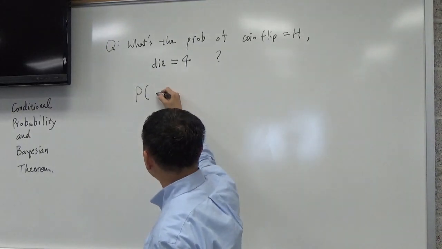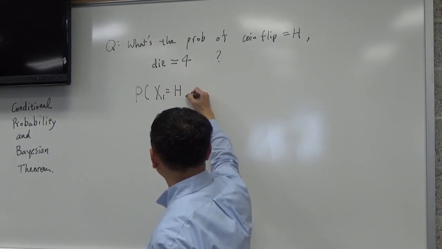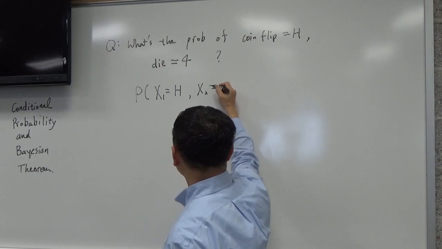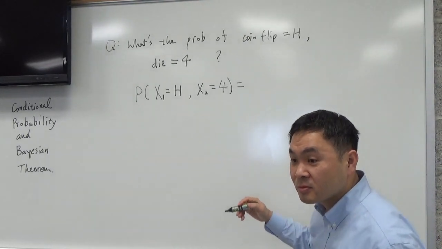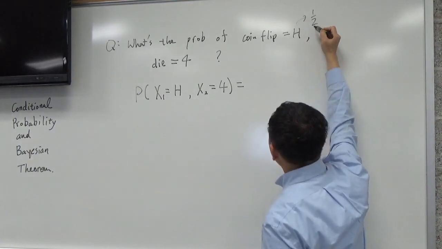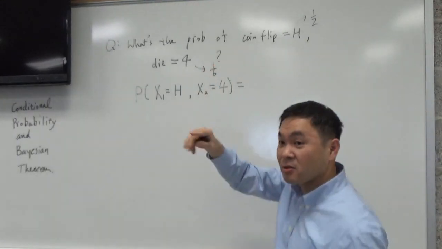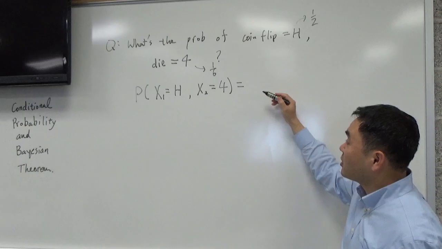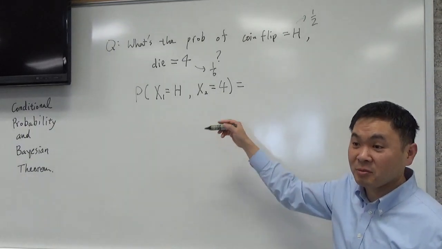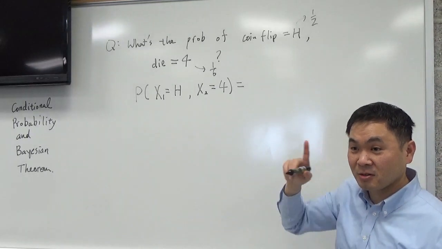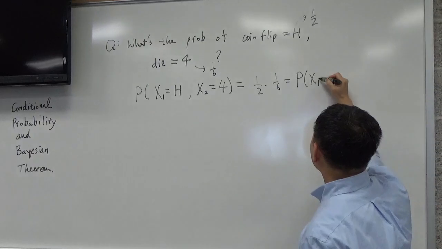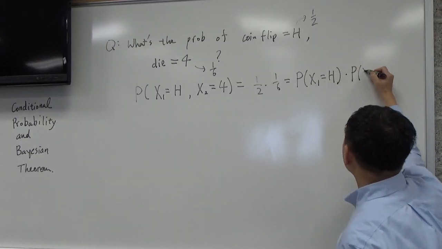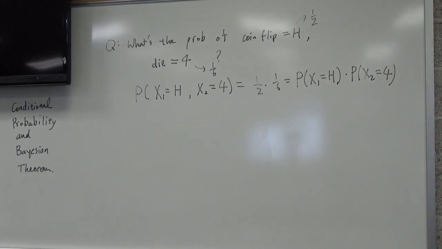Probability that, let's call x1 the coin flip, this being heads, and x2 the die, and then this being 4. What is this equal to? For the head, 1 over 2. Okay, so this is 1 over 2, right? And this would be 1 over 6. It's using a regular die, 6-faced one, okay? Then what's the probability of these two happening at the same time? What do you do? Well, 1 over 2 times 1 over 6. In other words, you say probability of x1 being heads times probability of x2 being 4. That's how you get it, right? So it's 1 out of 12. The answer is 1 out of 12.